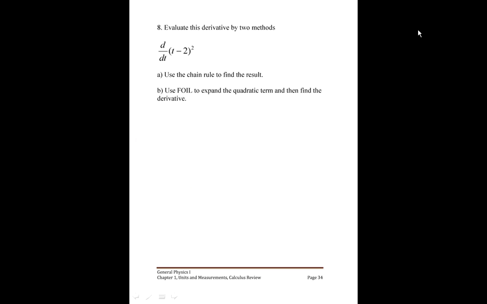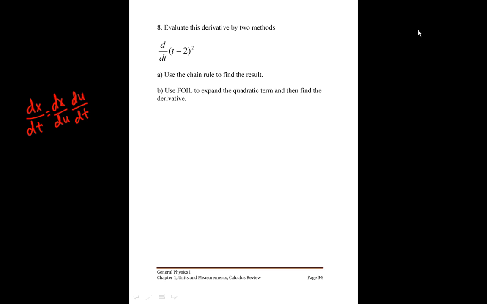All right, evaluate this derivative by two methods. By the chain rule to find the first result, and then use FOIL to expand the quadratic and then find the derivative. Just to remind you from class, the chain rule says this, that dx dt equals dx du times du dt.